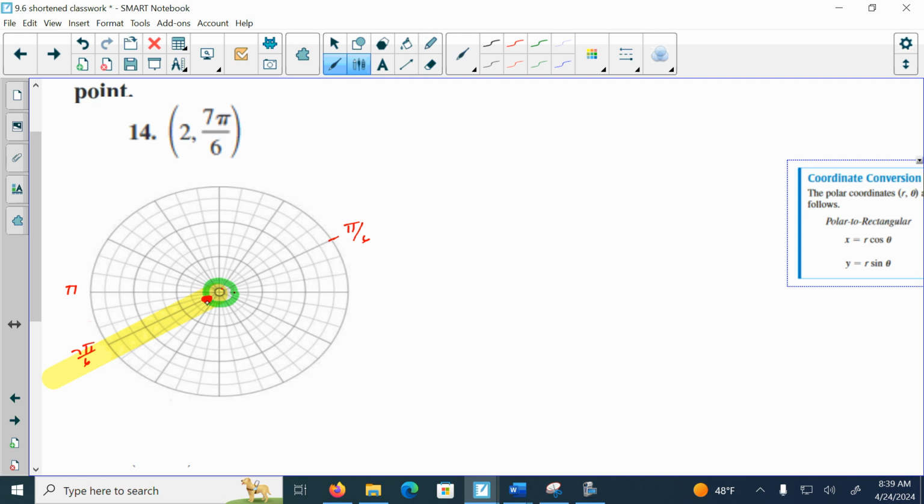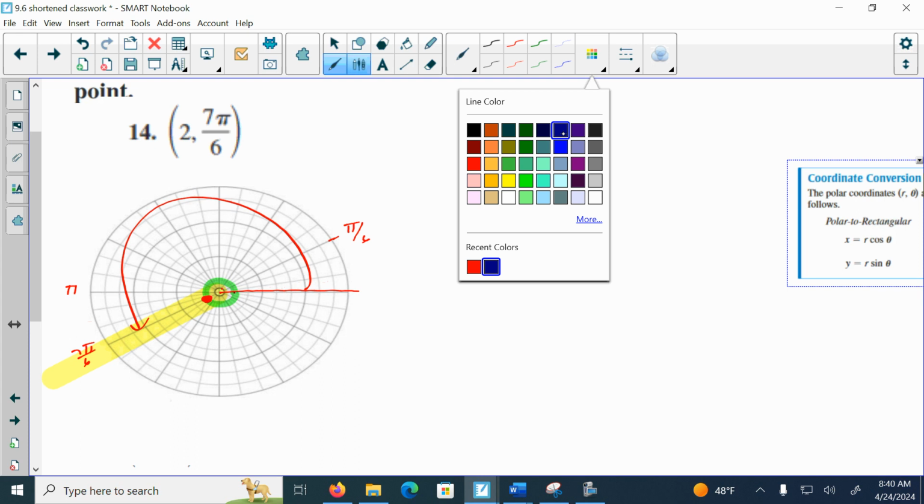That's 7 pi over 6. So that's one way I can represent that point, is (2, 7 pi over 6). That's me starting here at the positive x-axis and going in a positive direction to 7 pi over 6. But what I could have done is I could have started at this positive x-axis.